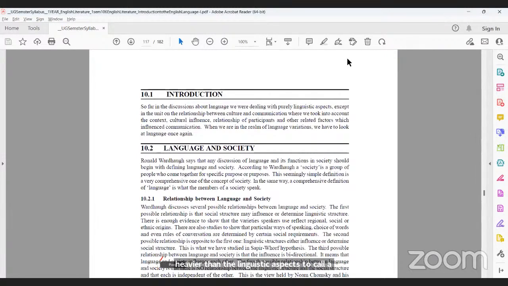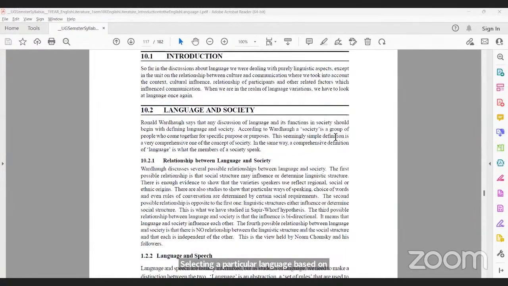It has certain processes that have been given in your book. The first process is selection. The process of standardization consists of four stages. The first one is selection, selecting a particular language based on linguistic aspects, social aspects, and political aspects.